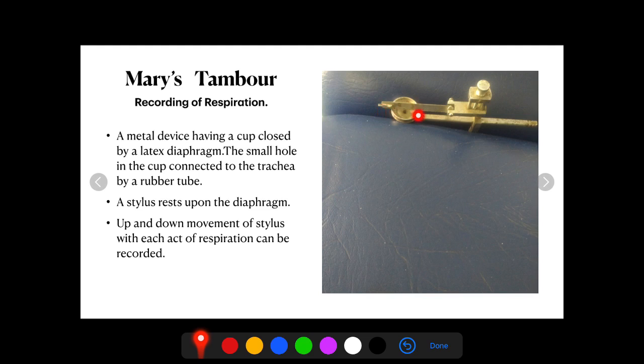stylus. The stylus is kept in contact with a smoked paper wrapped around the kymograph, and there will be tracing. The up and down movement of the stylus will be recorded.